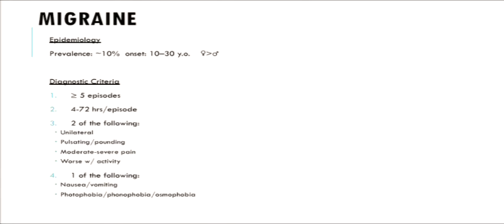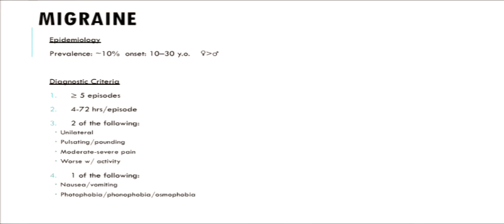Some people can have a little bit shorter, and some people can have migraines that are chronic that go on for weeks or months and are very hard to break even with strong therapy. Okay, it has to have two of the following. So unilateral, right? So this patient was a little bit atypical.